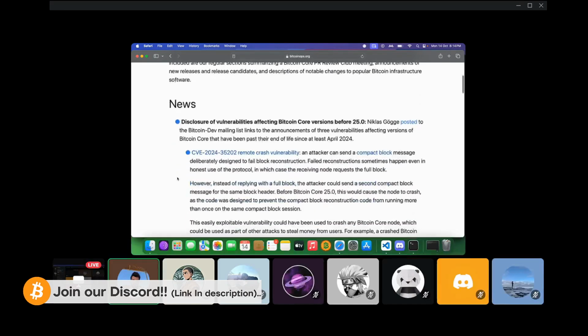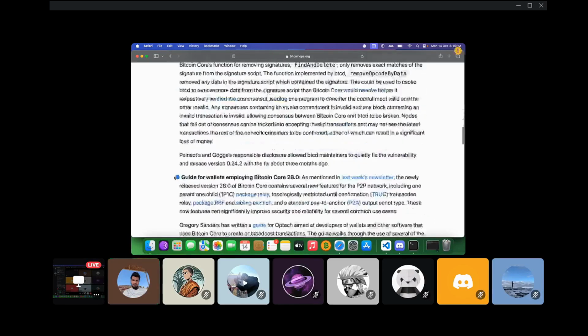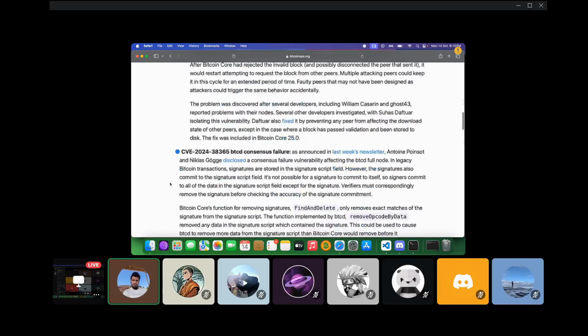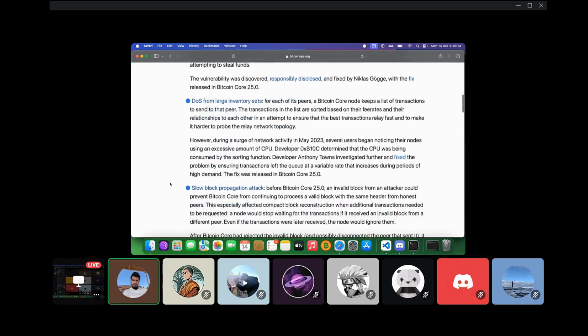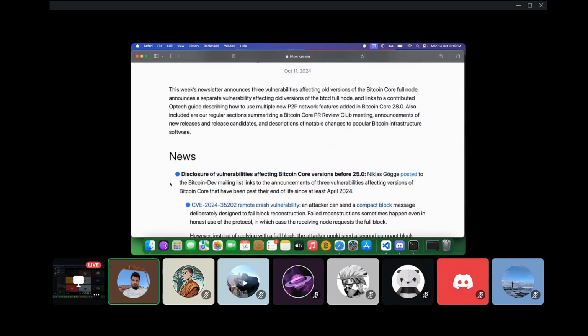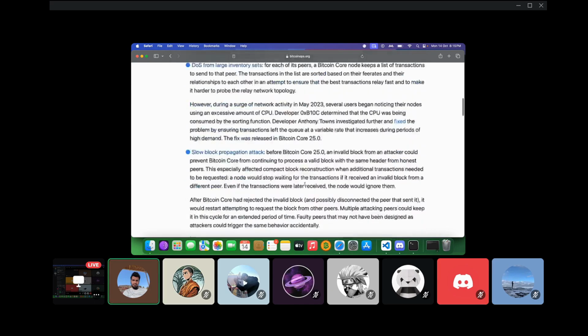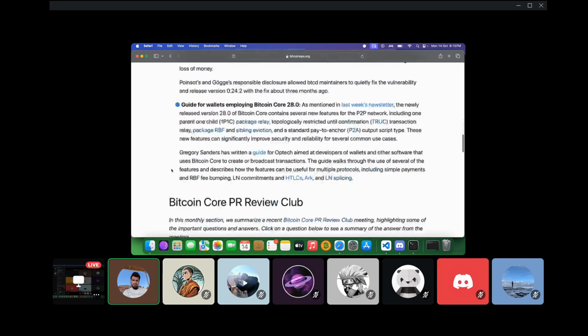This week we have the news section like we do every week, which covers three news articles. One is basically a guide for wallet developers, and two are news articles that deal with vulnerabilities. The first news article covers past vulnerabilities that affected Bitcoin Core, and the second news article covers a vulnerability that affected btcd, which is another implementation of Bitcoin.